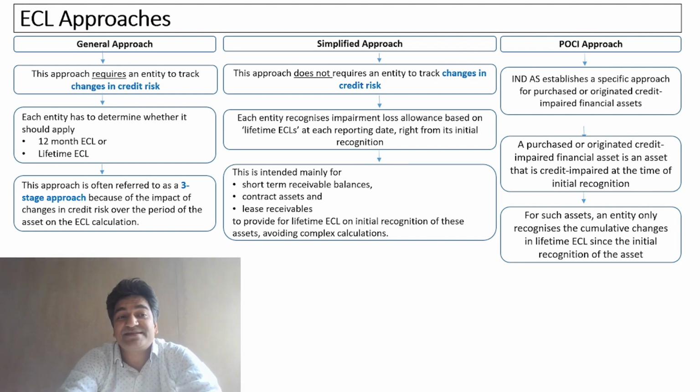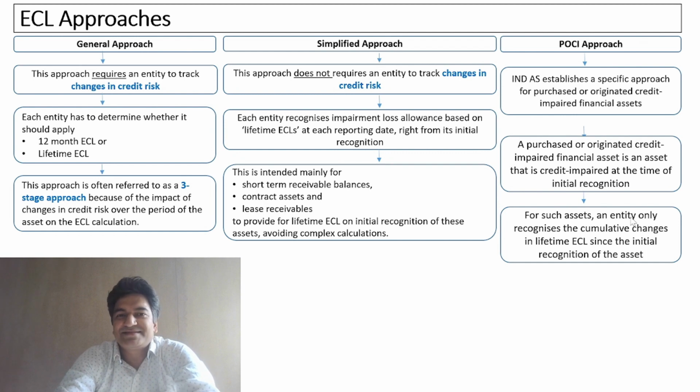So guys, what is a 12-month ECL? 12-month ECL means a possibility of a loan defaulting over 12 months period. And what is a lifetime ECL? Possibility of loan defaulting over the lifetime of the asset.